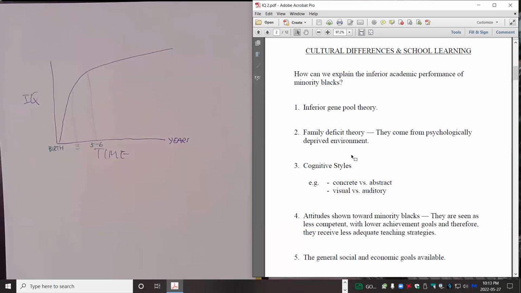But if this is the case, this theory should apply to non-minorities, right? We should be able to apply this theory to Whites. Okay, so therefore, this theory is one-sided, biased.